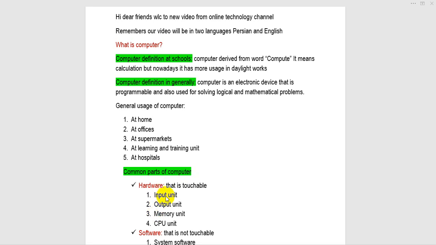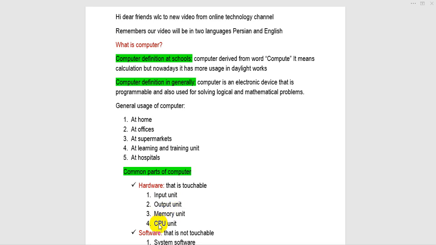So the first one is input unit. By using input units, we can enter the data to the computer, right? And the second one is output units. By output units we can show the output of the data that we have entered by input units to the user. And the third one is memory unit. The data that we have entered by input units will be saved in memory units.